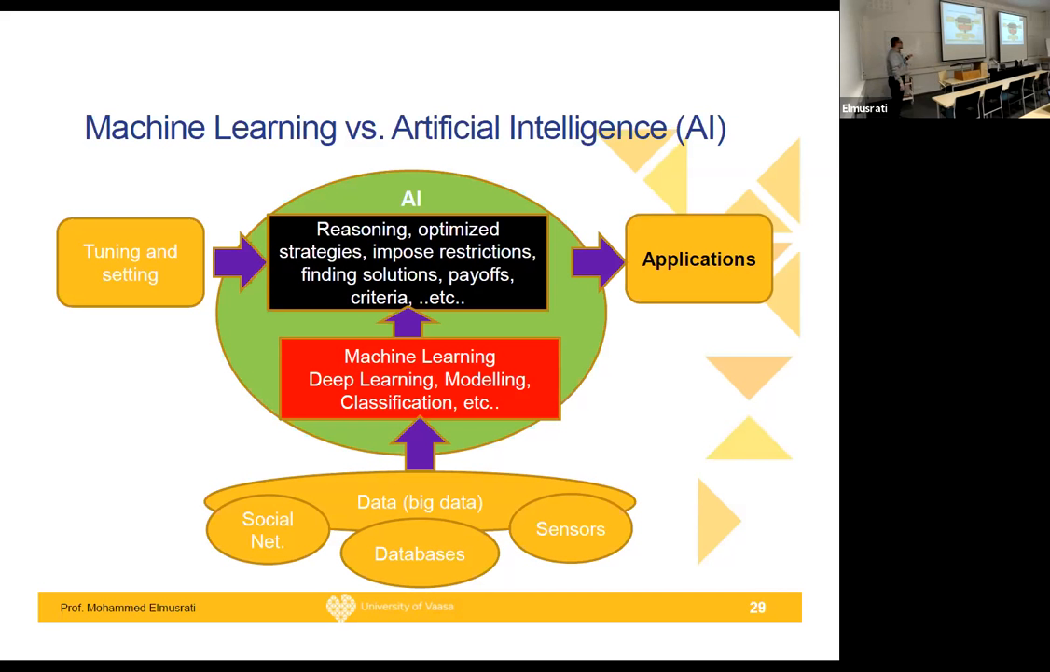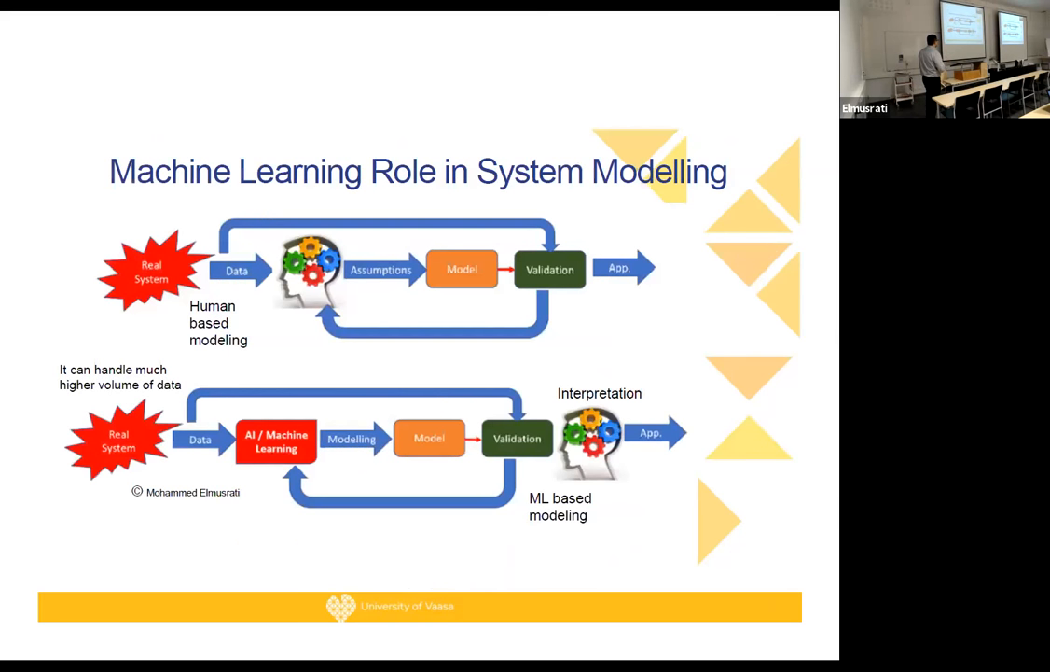So now we need only machine learning. Machine learning can recognize faces. But if you want to build something based on that, then we go to artificial intelligence. If you want to have something based on the recognized face, then you take a second step. Now we need to take decisions, so we look at artificial intelligence as a whole. Then we have different applications, and of course we always need tuning and settings for the artificial intelligence as well as the machine learning.